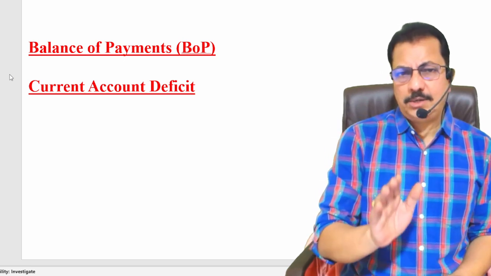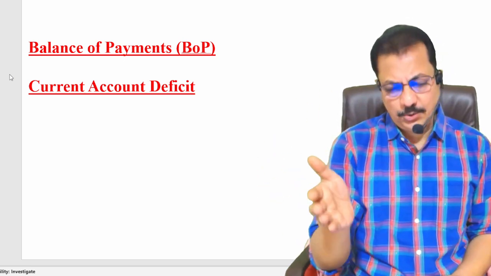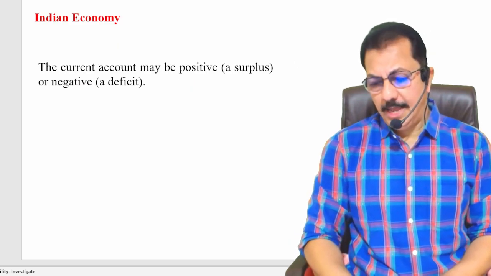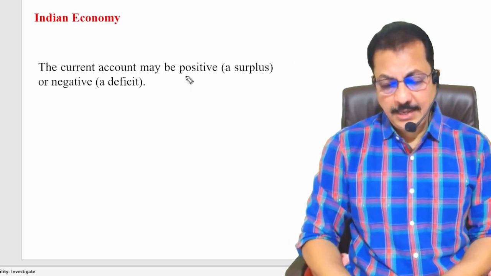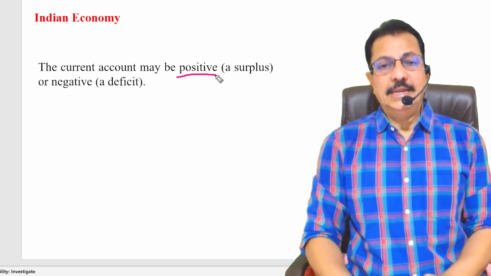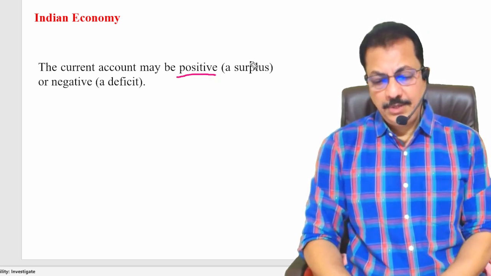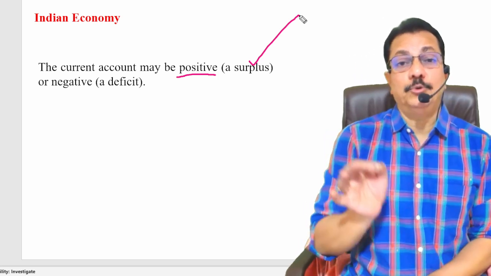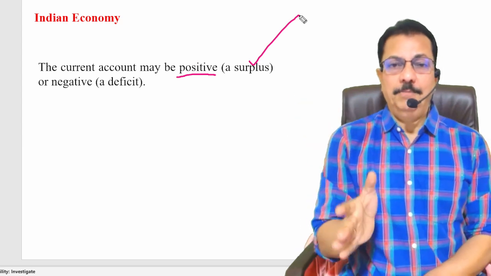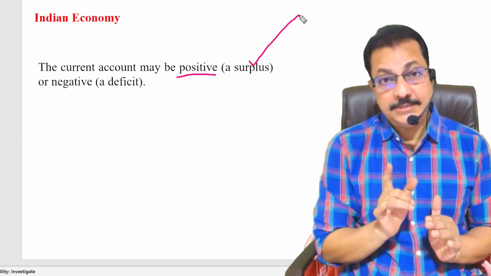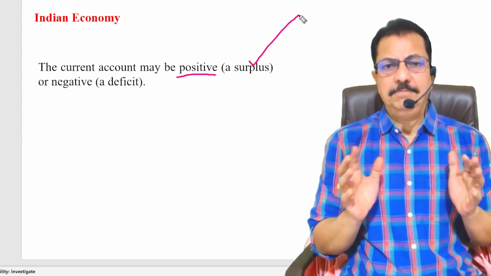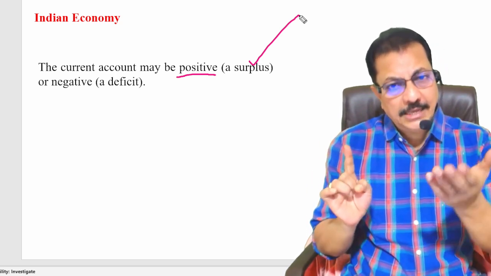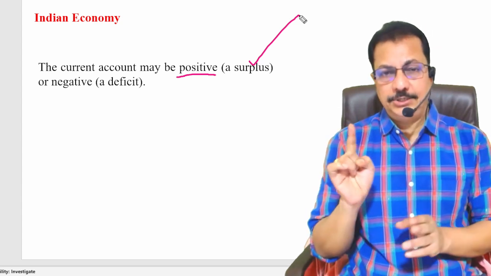Apart from this, what all is present in the current account? Let's try to understand, and please pay attention here. As I told you just now, the current account may be positive. When I say our current account is positive, that is nothing but surplus. What do you mean by this? Surplus means our exports are more when compared to imports. But at the same time, you have to take the time period into consideration. That time period is generally, as you know, 1 year.